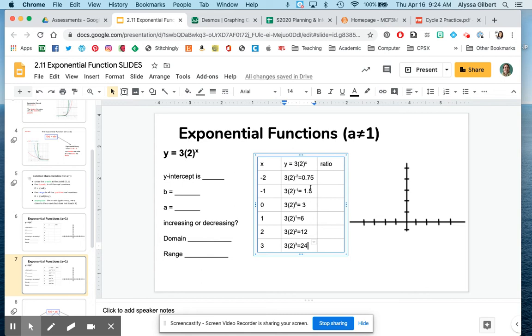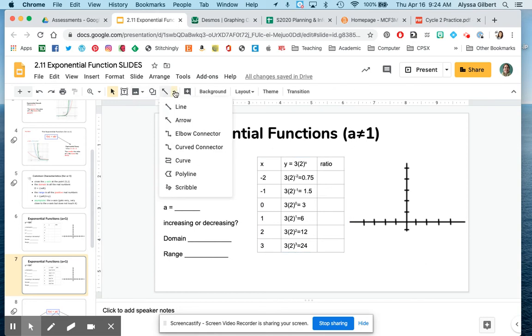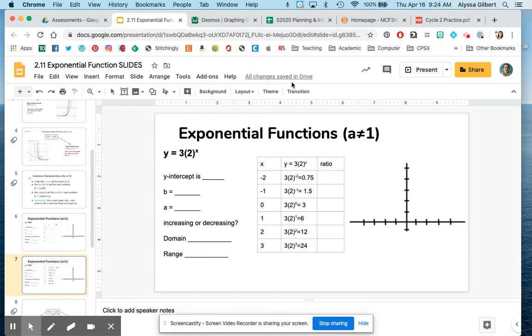Now, notice your ratio here. Remember, when we do our ratio, we do the bottom one divided by the top one, right? So if I do a scribble here, let's do it in red so you can see what I'm doing.